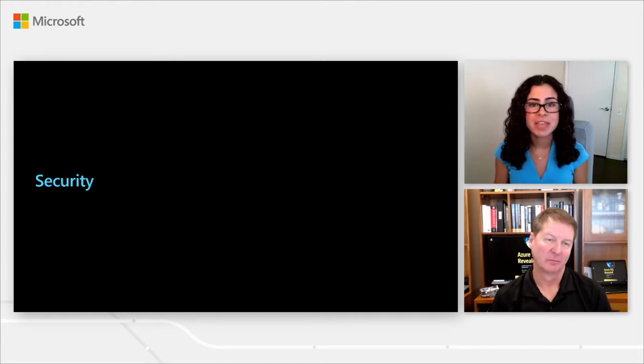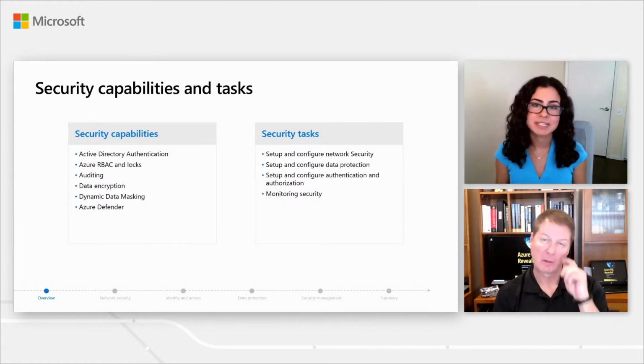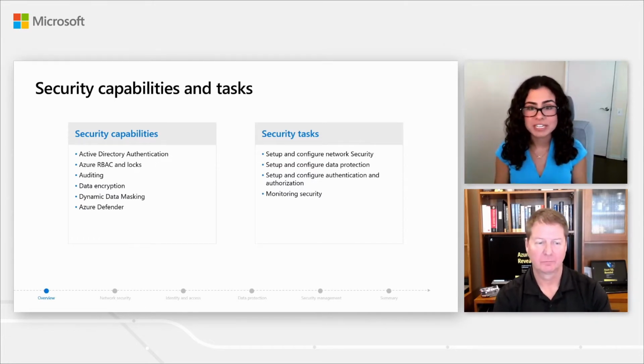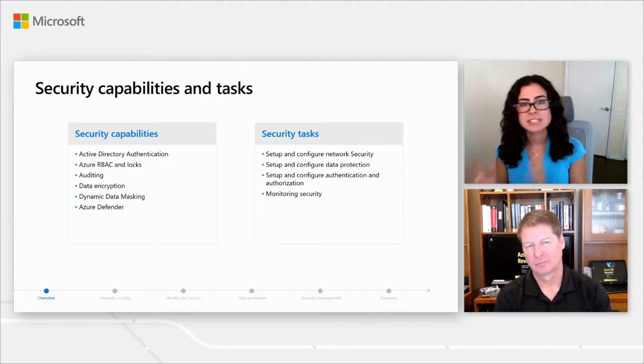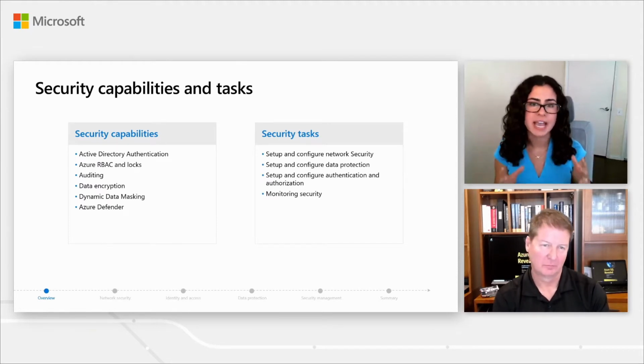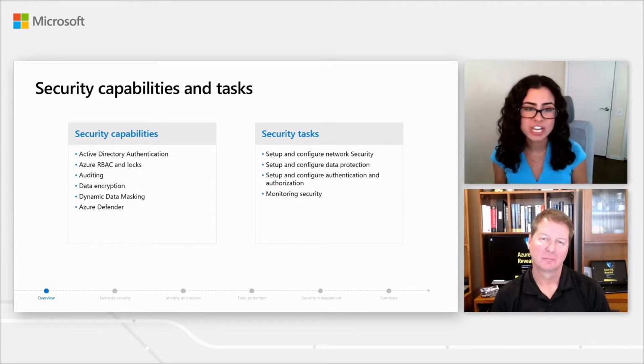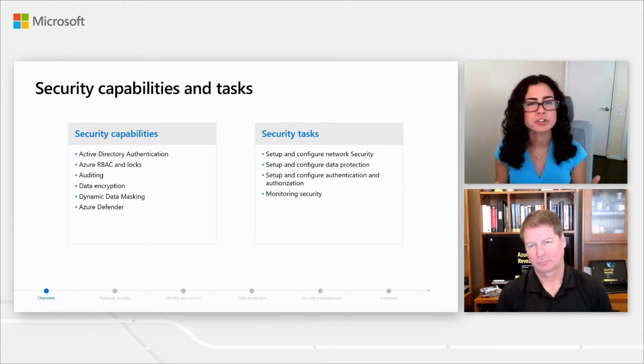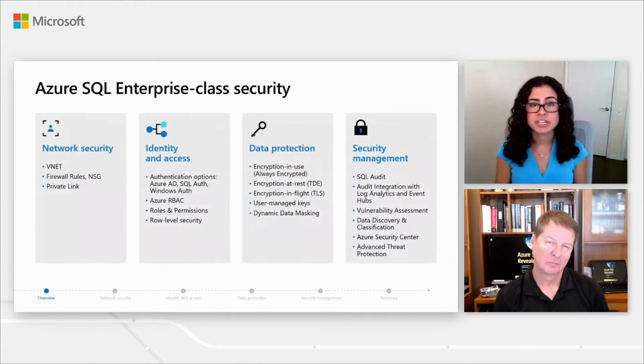Now, in the workshop and in all of the meat and potatoes, like Bob mentioned, security, performance, and availability, we like to separate out each module into the capabilities and the tasks. So we're going to talk about the capabilities, things like Azure Active Directory authentication, things like RBAC, data encryption, Azure Defender, and things like advanced threat protection. And then we're also going to talk about the tasks. So not only the capabilities, but what does it mean for you? What do you need to do as far as configuring and setting up things like network security and monitoring and managing your security?